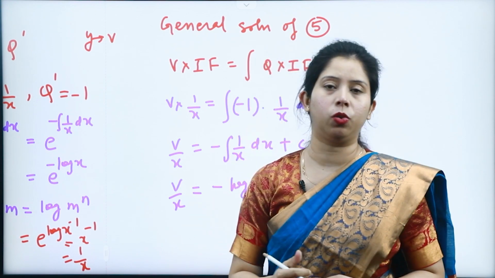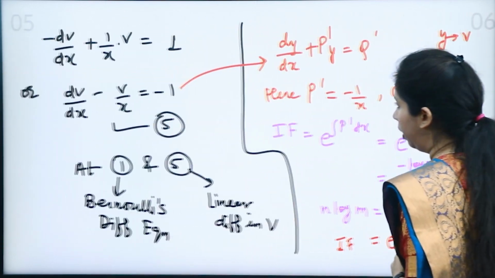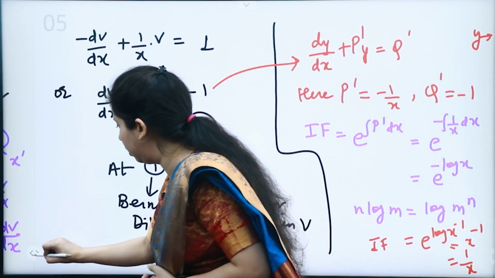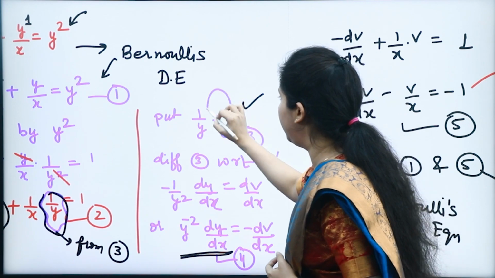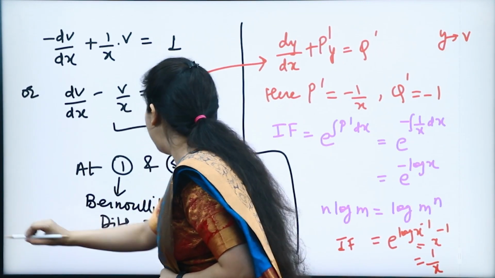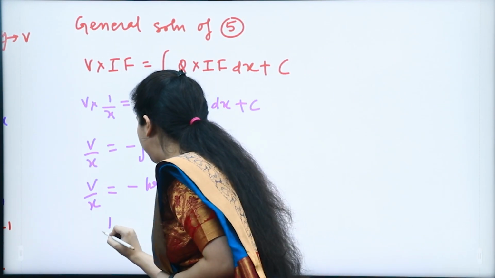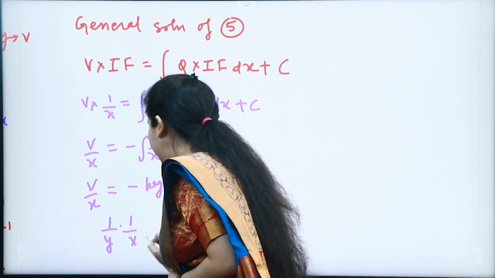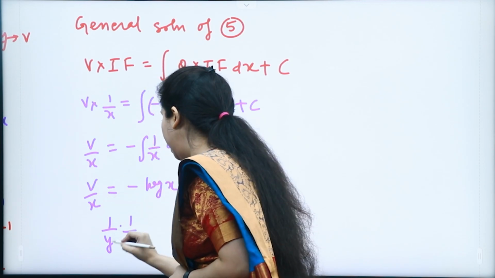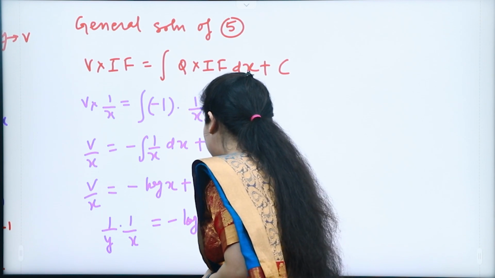So the last step is to replace the value of v that we have already written in equation number 3, that is v will be replaced with 1 upon y. So this is the last step. We will replace the value of v as 1 upon y multiplied by 1 by x is equal to minus of log x plus c.